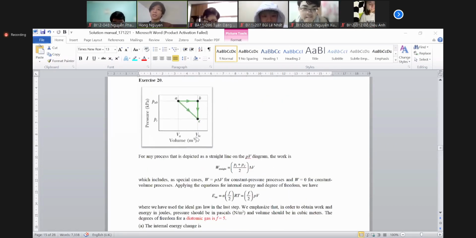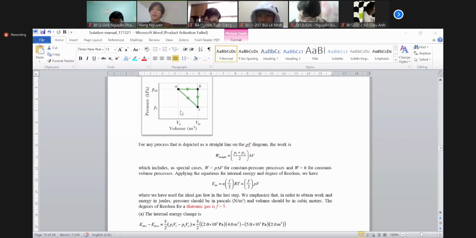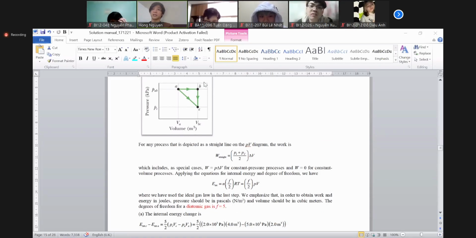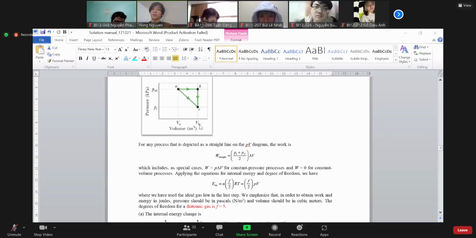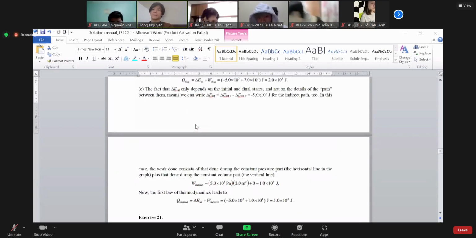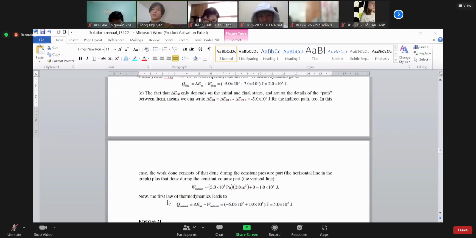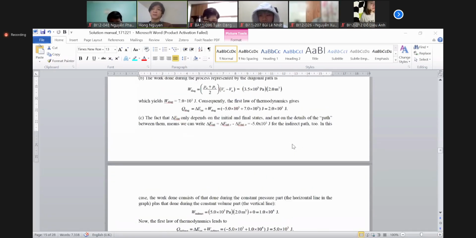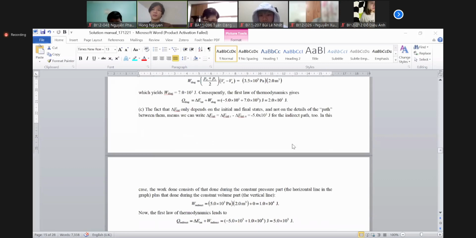For the process BC, you also do the same. You calculate the work of the process ABC. Okay, also the area under the curve. Here BC does no work, only AC will give you the work. So the work of ABC is only the work of AC. And then you should be able to find the heat. Good. So this is for question 20.